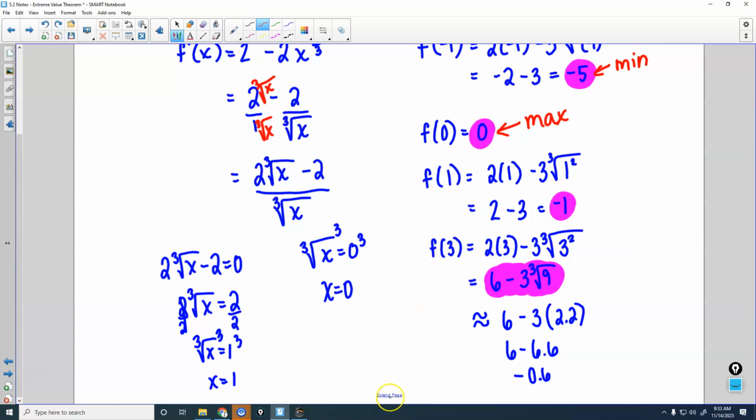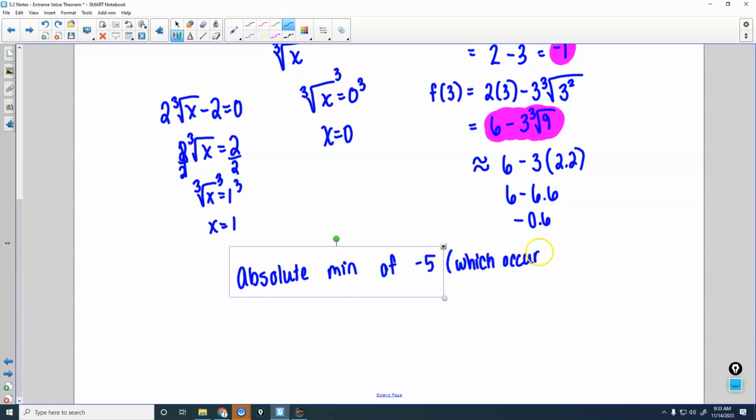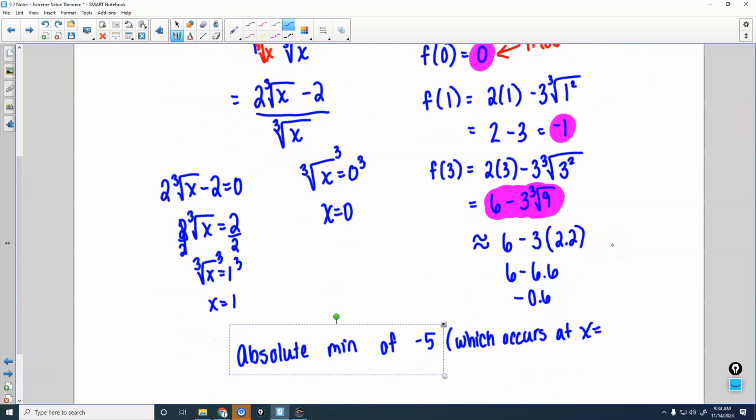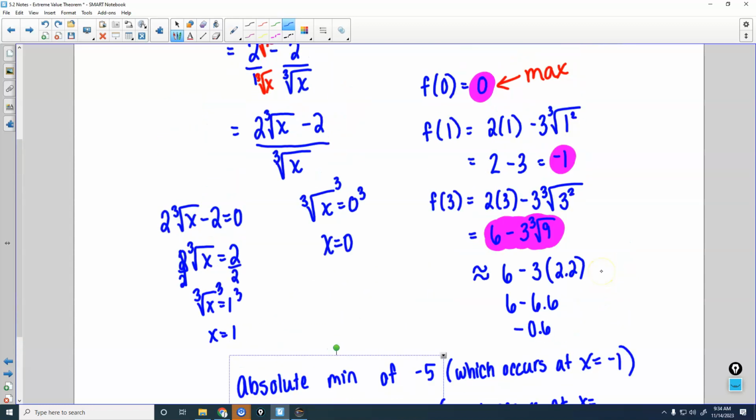So we would just make our conclusion that we have an absolute minimum of negative 5, which occurs at x equals, what was that one at? Negative 1. And we have an absolute maximum of 0, which occurs at x equals 0.